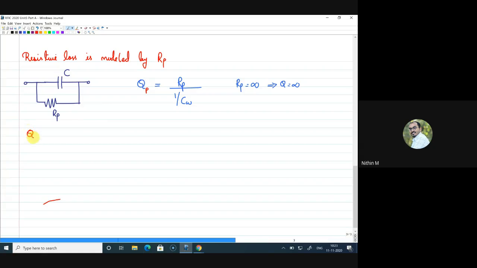So I'll just write it here. Q for a series RC is equal to 1 by C omega into Rs, and Q for a parallel RC network is equal to C omega into Rp, right? So these two equations can be used for RC networks.